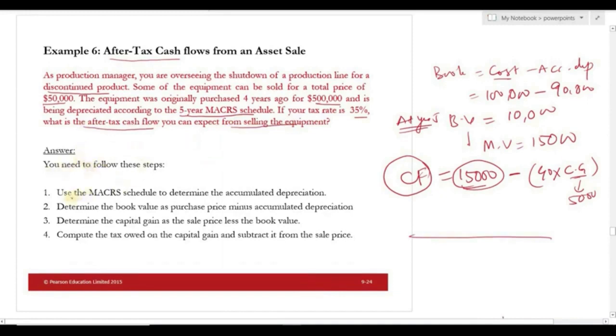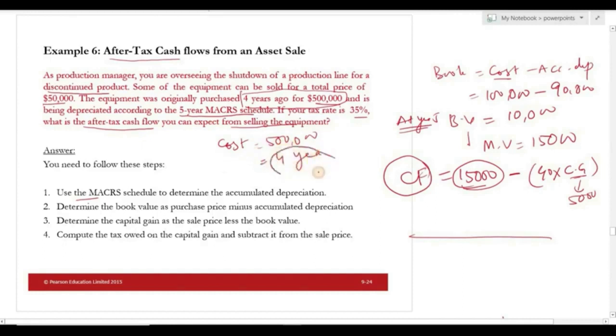Okay, you need to do the following steps. Use the MACRS to determine the book value. That's very easy. First of all, we need to see that this asset is a 4-year asset and it was purchased 4 years ago at a cost of 500,000. Asset life is 4 years, it was purchased 4 years back.